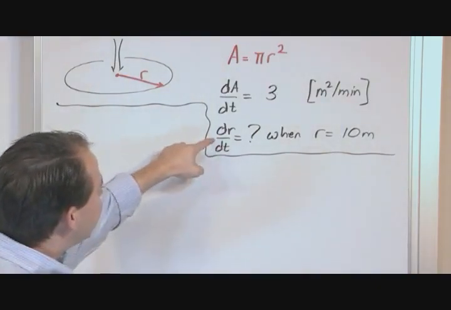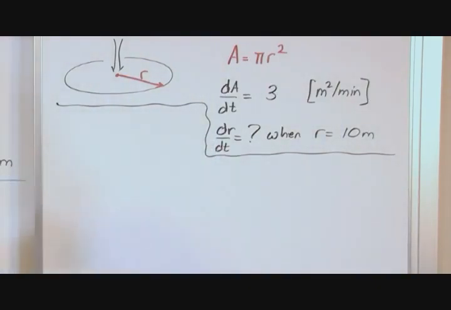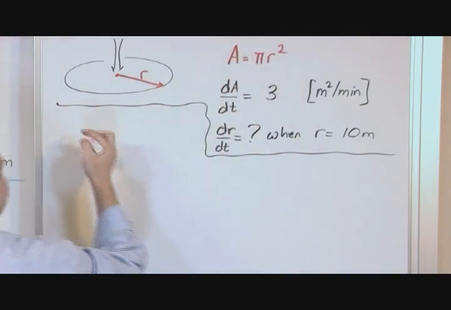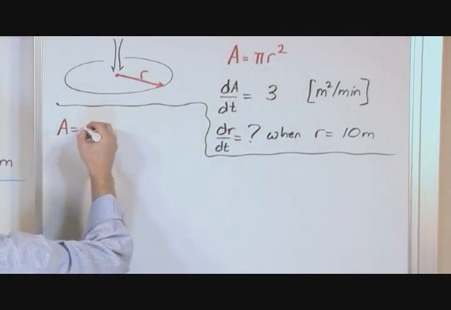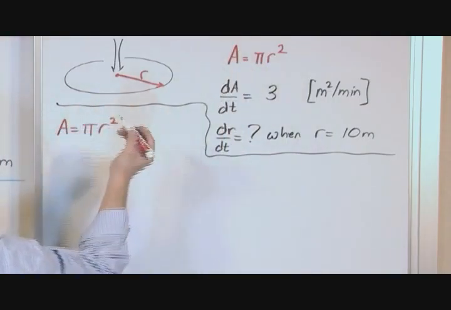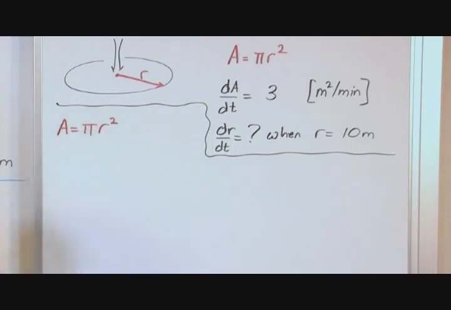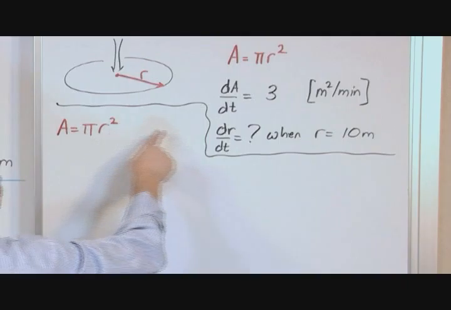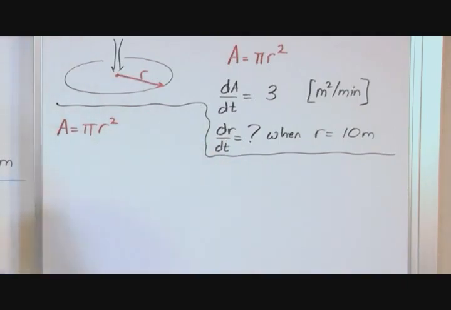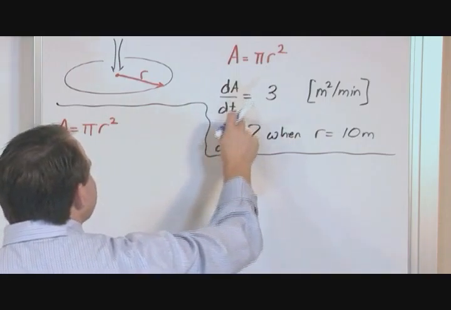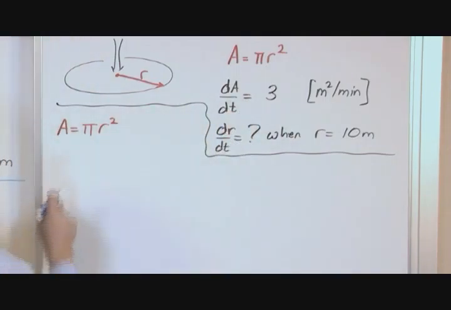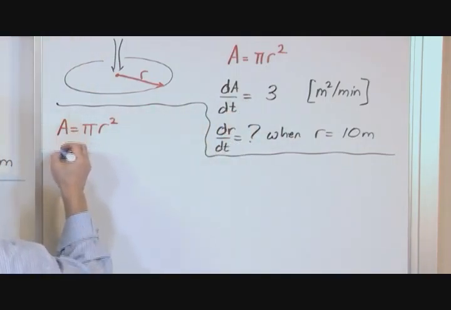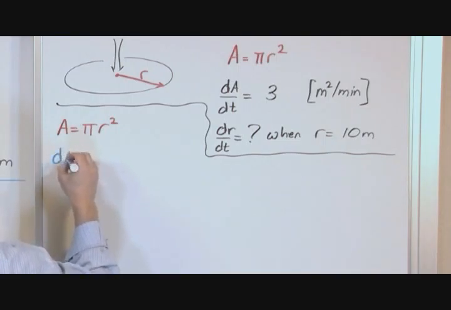Here I know I'm trying to get to dr/dt. So I'm going to start with this equation up here, the area is equal to pi r squared. It seems like a pretty good idea to take the derivative of this equation, because then I will get dA/dt, which I know. I will also get dr/dt, which I'm trying to find. So I'm going to do that. Take the derivative of both sides with respect to time, because I'm dealing with these rates. So on the left-hand side, the derivative of area with respect to time is just simply dA/dt.